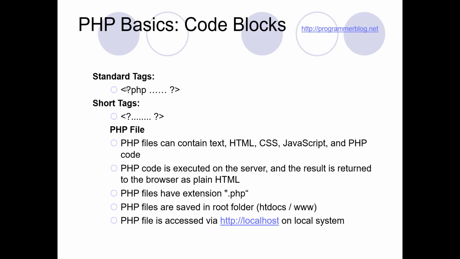PHP code is always written between the PHP tags. There are standard tags and short tags. The standard tags start with a less than symbol, a question mark, and php. There is no space between these words. Then we write our PHP code and end that code block with a question mark and greater than symbol.